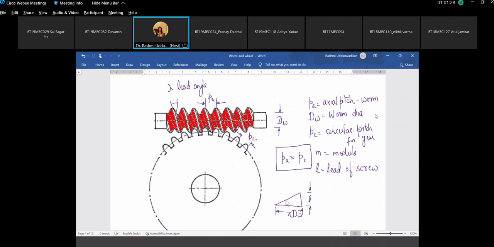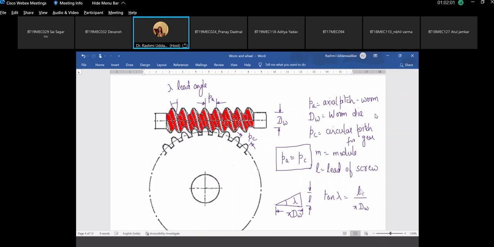And this angle is known as the lead angle, lambda. Or we say that tan of lambda is lead L upon pi dw. So lead is the distance traveled in one rotation of the nut. So if this is a screw thread and if there is a nut, in one full rotation of the nut, which is equal to the circumference pi dw, this will travel a distance from here to here or here to here.